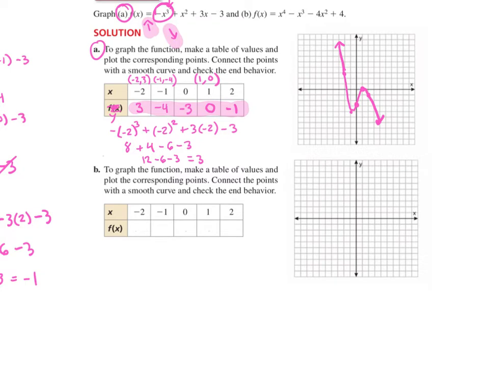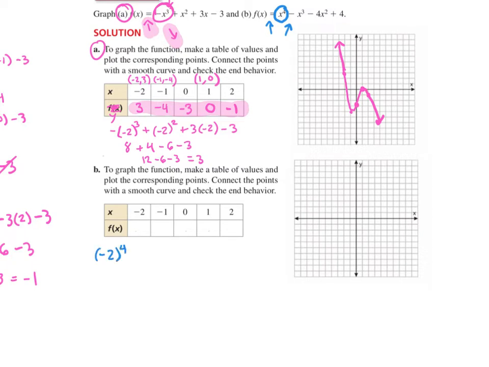All right, let's do B. So here our function is x to the 4th power minus x cubed minus 4x squared plus 4. So we're going to look at this x to the 4th power. We see that it's positive, so it's going to end going up, and it's even, so they're going to go in the same direction. So it's going to start going up and end going up. So it's going to go up and up. First thing we're going to do is plug in -2.